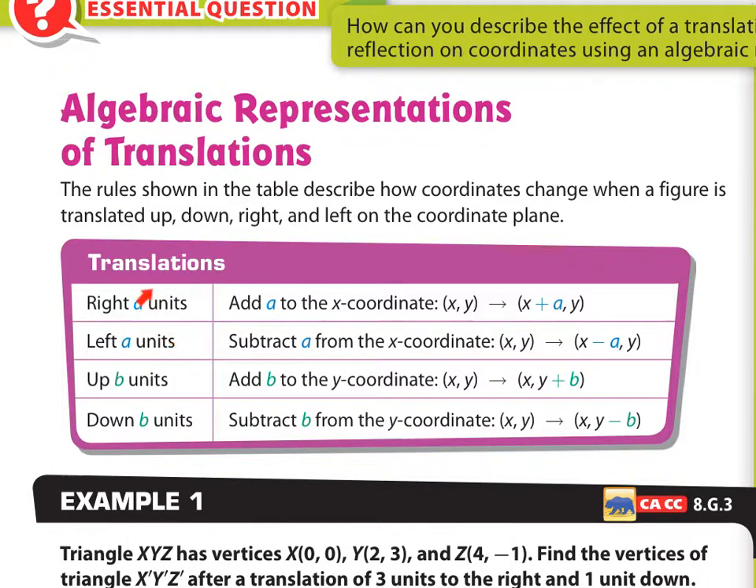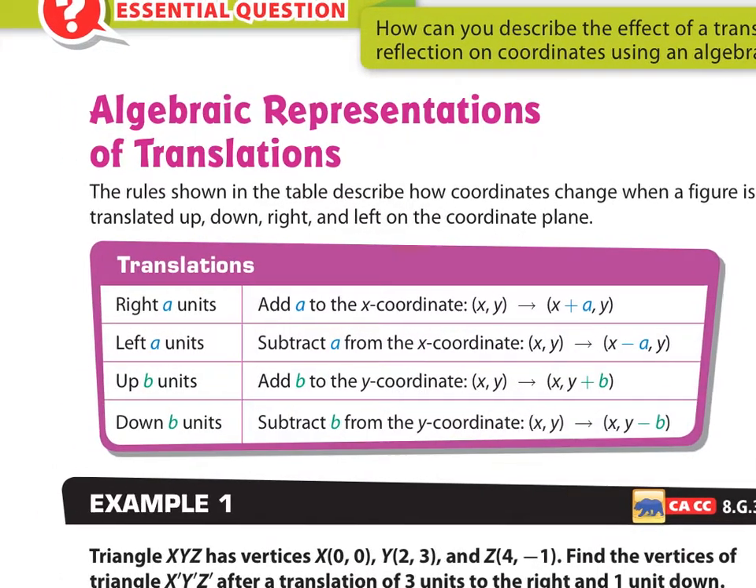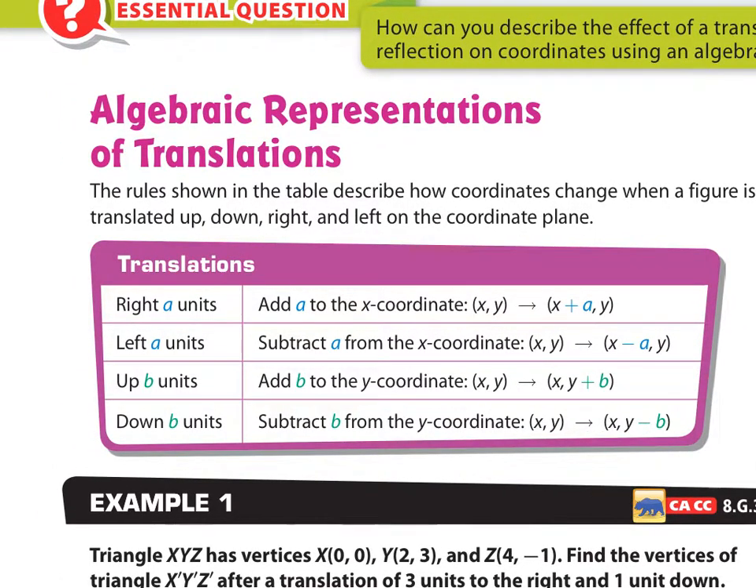So remember that translation is a slide. We can describe translations by going up, down, left, or right. So think about this. Going to the right or to the left is going to be affecting the x, right? So the right or the left is going to be adding or subtracting to the x coordinate, and then if we're going up or down, that's going to be affecting our y coordinate.